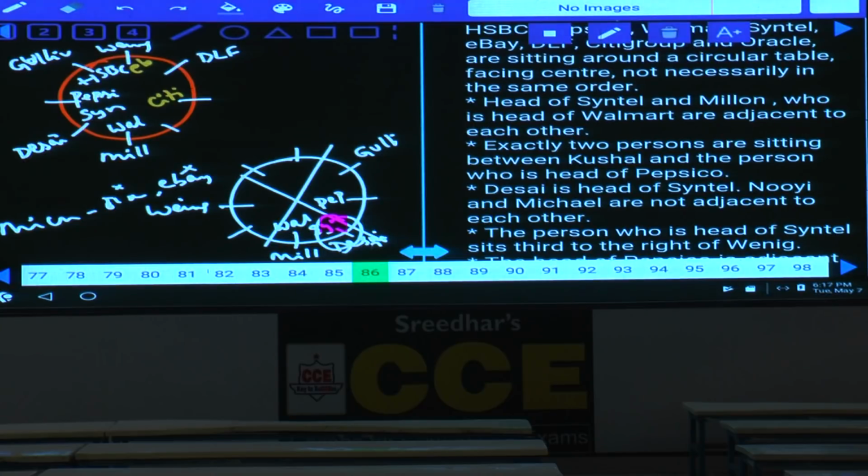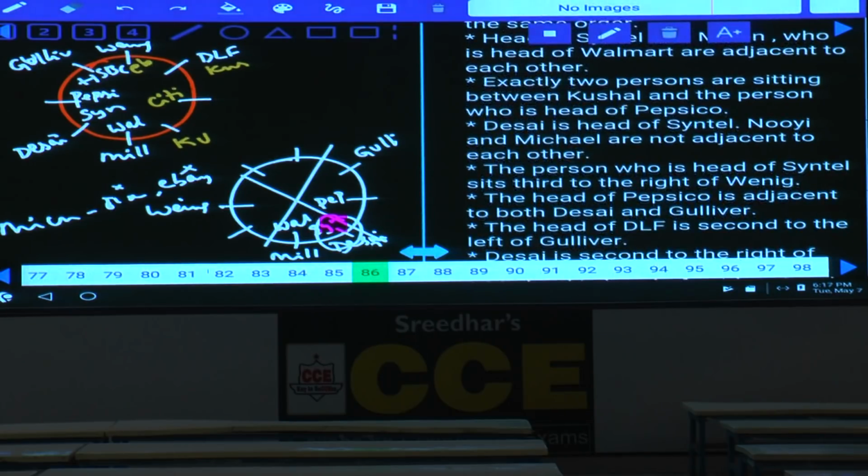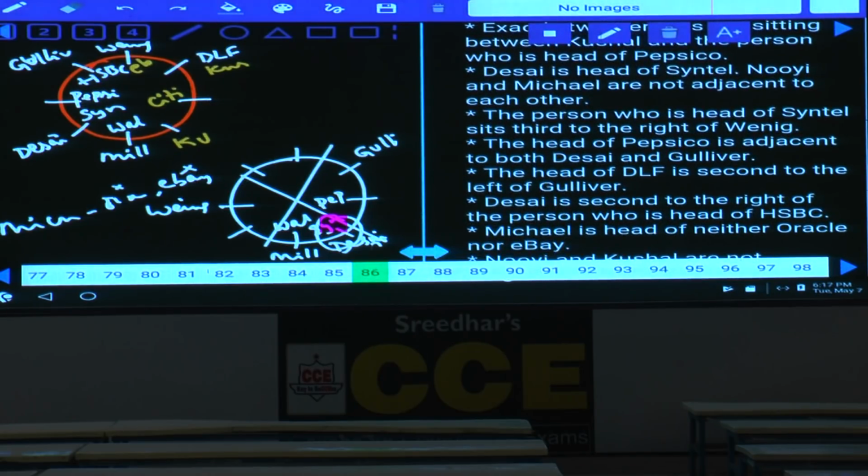Now Kushal and PepsiCo, there must be exactly two people. And so are those two people, Kushal can be here or Kushal can be here. Are you following this one or not? There are two possibilities. And exactly two persons between Kushal and PepsiCo. Desai, Sintel, Nui and Michael are not adjacent to each other. And which two persons are not adjacent to each other? Nui and Michael. Nui and Michael are not adjacent to each other.